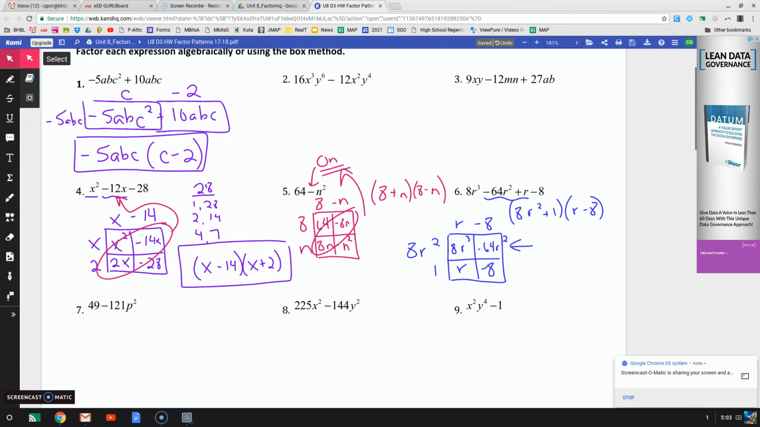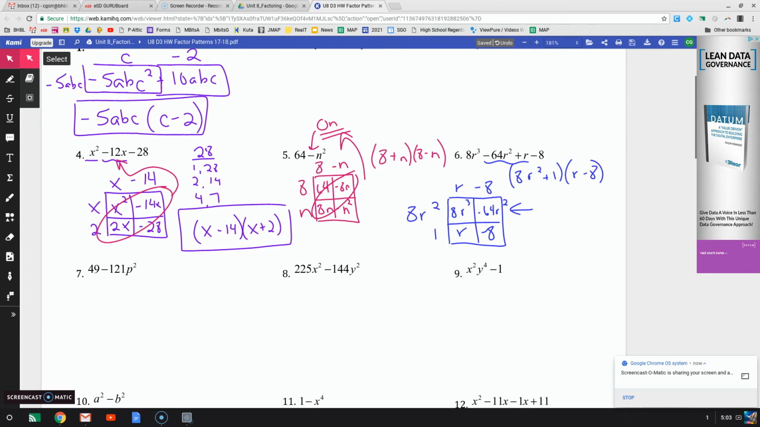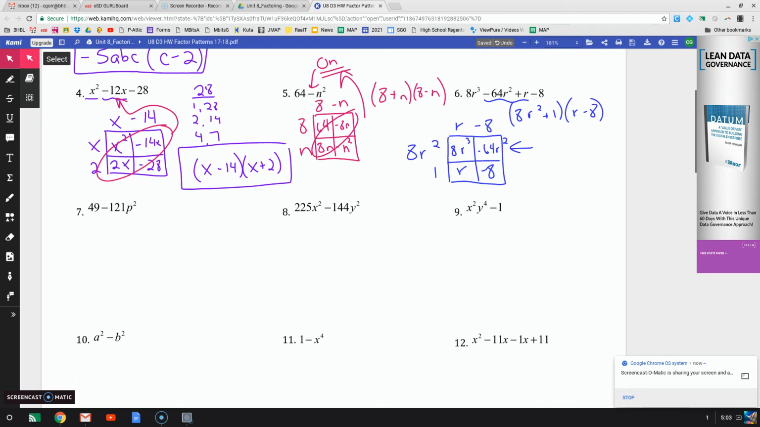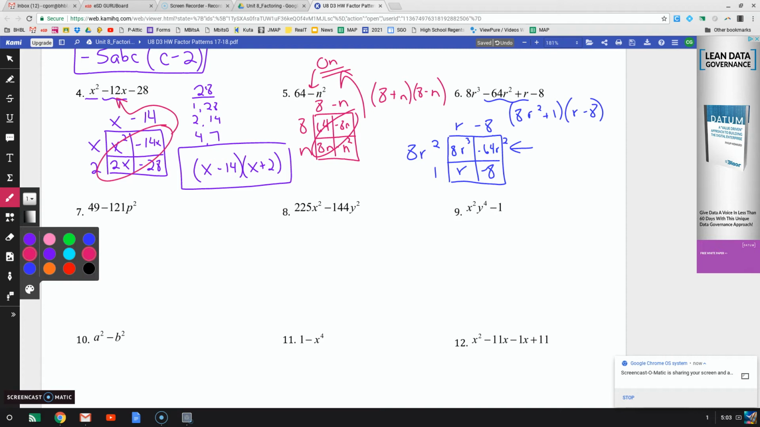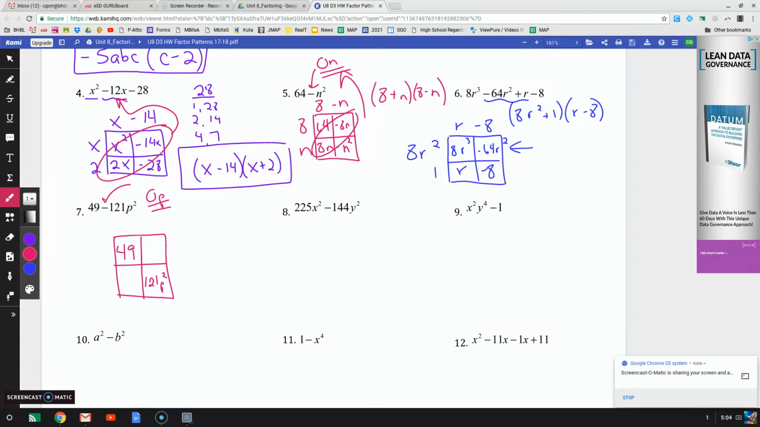Let's try number 7. Okay, let's take a look at number 7. Again, I'm looking at this and I'm trying to look for my pattern. Is there a GCF? No GCF here. Let's go to a 2 by 2 box. So in my 2 by 2 box, I have a 49, I have a 121p squared. And again, there's no term in the middle, which means there must be a 0p in there.